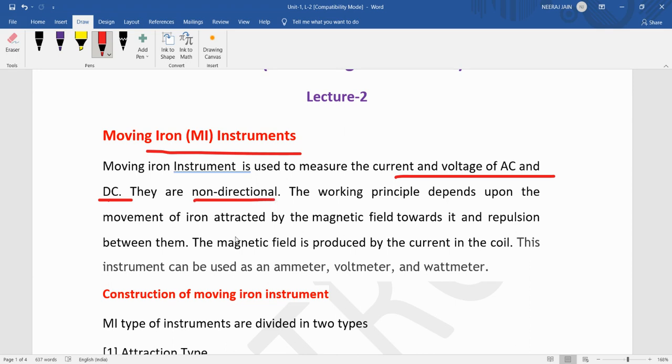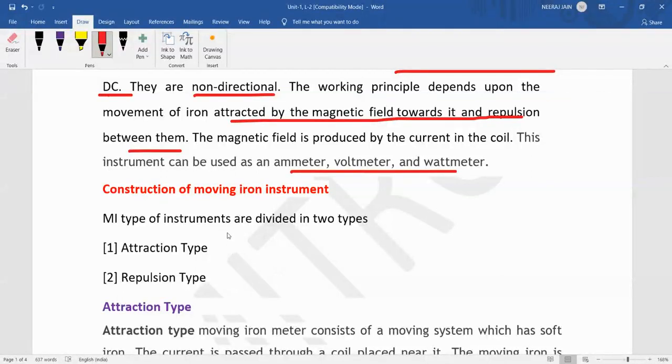The working principle depends upon the movement of the iron attracted by the magnetic field towards it, and repulsion between them. The magnetic field is produced by the current in the coil. When current flows in the coil, the magnetic field is generated. This instrument can be used to make an ammeter, voltmeter and wattmeter. Basically there are two types of moving iron instruments, attraction type and repulsion type.